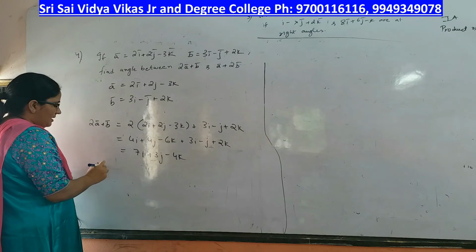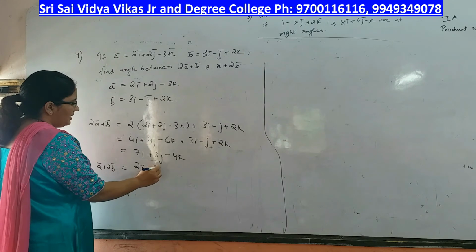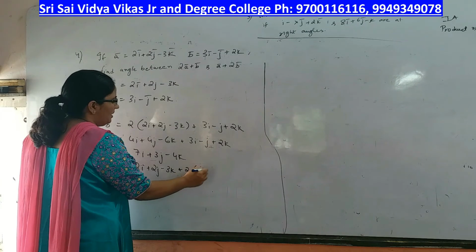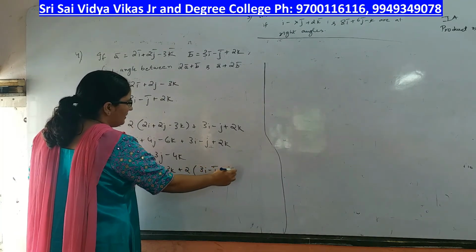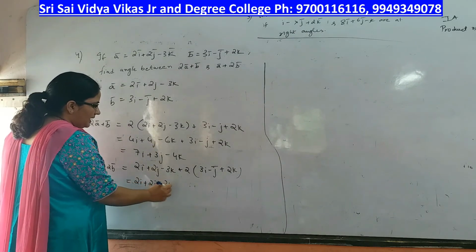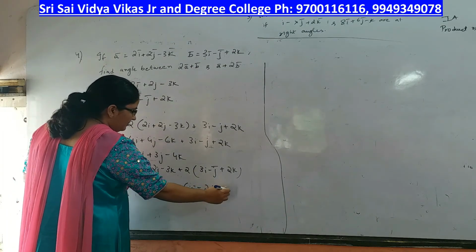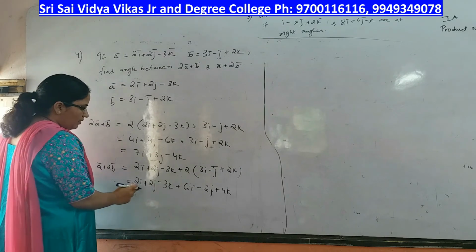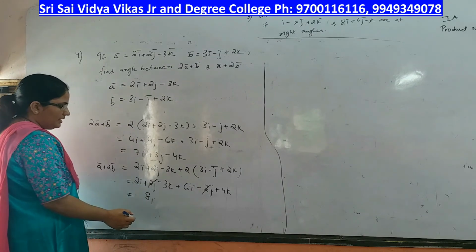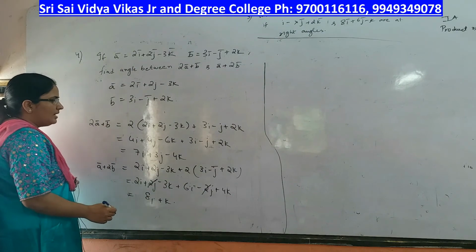Next, a bar plus 2b bar. What is a bar? 2i plus 2j minus 3k plus 2 into b bar, 3i minus j plus 2k. This is nothing but 2i plus 2j minus 3k plus 6i minus 2j plus 4k. 2i plus 6i, 8i, plus 2j minus 2j cancel, 4k minus 3k, plus k. Now you have to find the angle between these two.